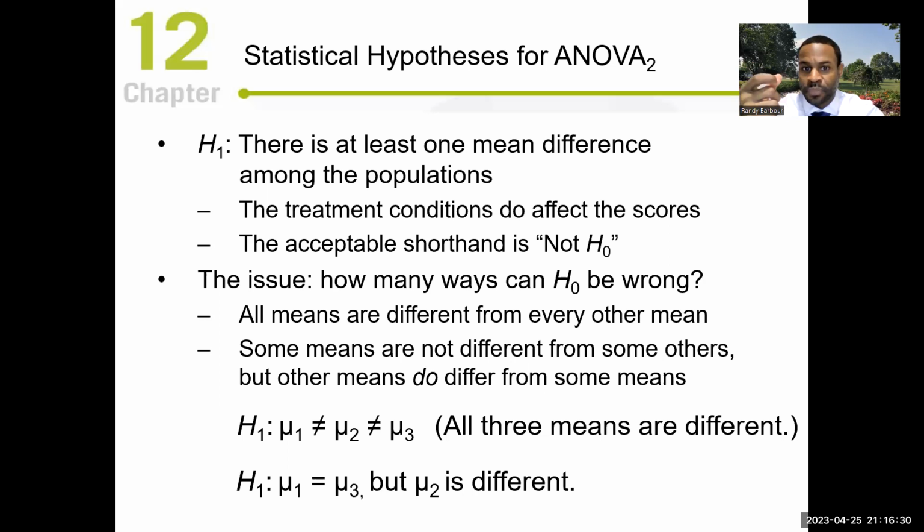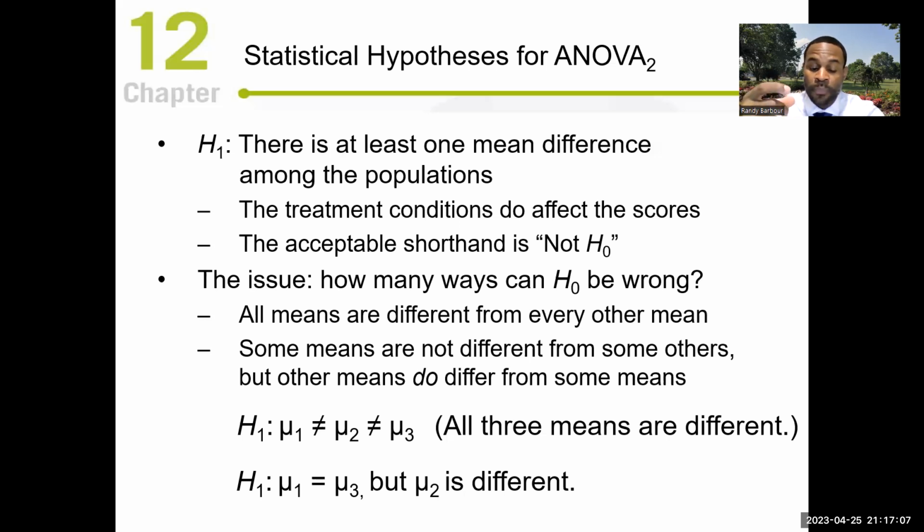The issue with this, though, is again, when you are looking at the null hypothesis, right? How many ways can the null hypothesis be wrong, right? Because all of the means are different from every other mean, right? How do you determine if mean one is different from mean two, or is mean one significantly different from mean three? That's when the post hoc tests that we'll talk about in part two of this lecture come into play, right? So again, some of the means are not different from other means, but other means do differ from some of the means.